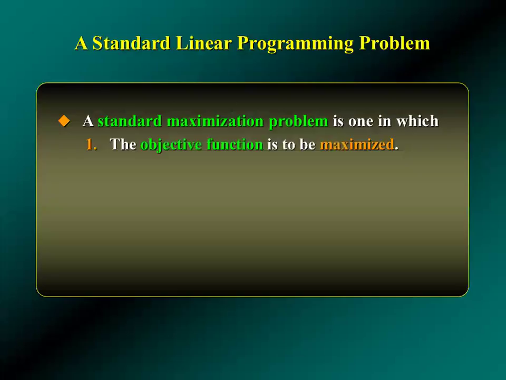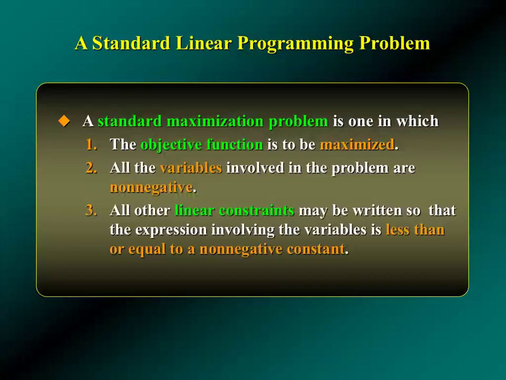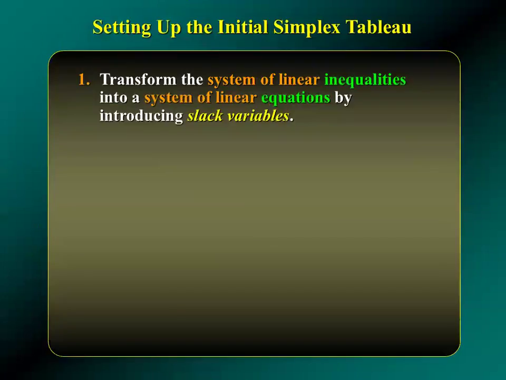First of all, we need to write this in what is called standard form. We take our problem and express it in standard form. To be in standard form, first of all, the objective function has to be a maximization problem. All the variables must be non-negative. All other linear constraints must be written as less than or equal to a non-negative constant. Anyway, that was already there.